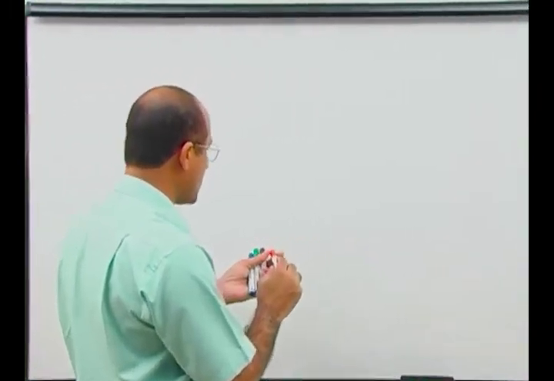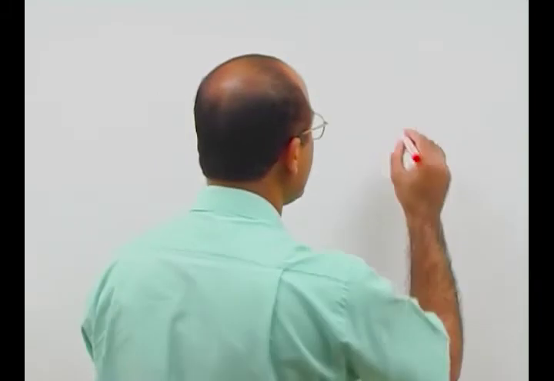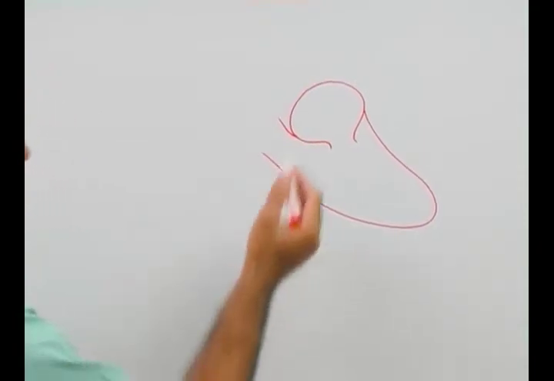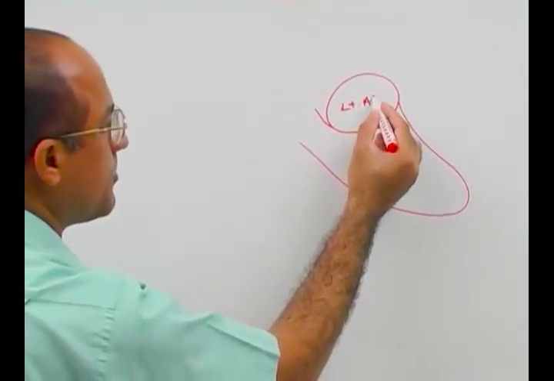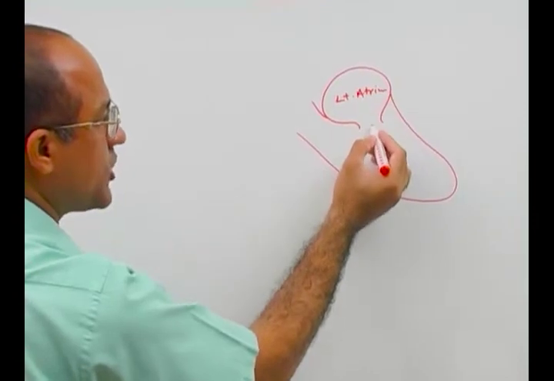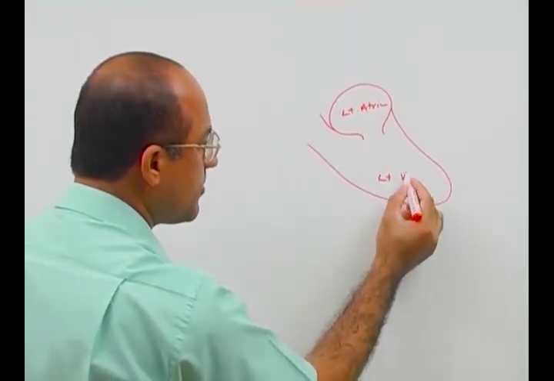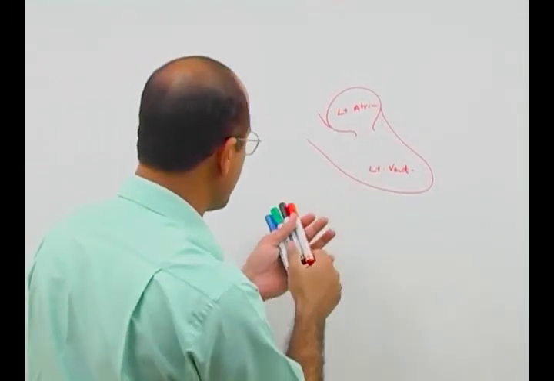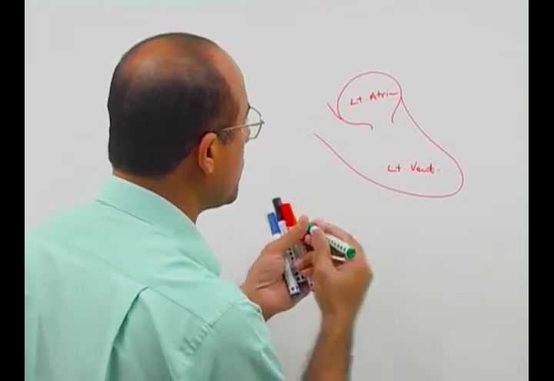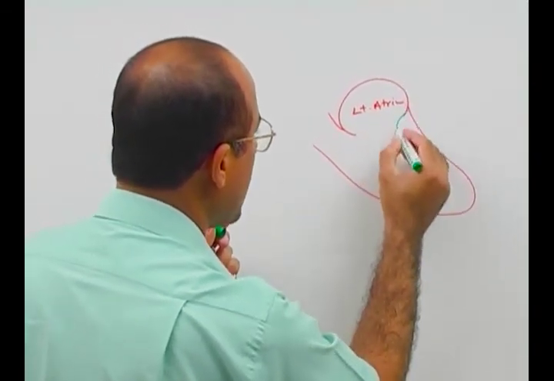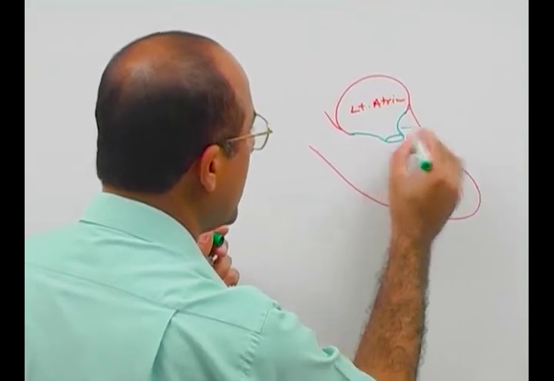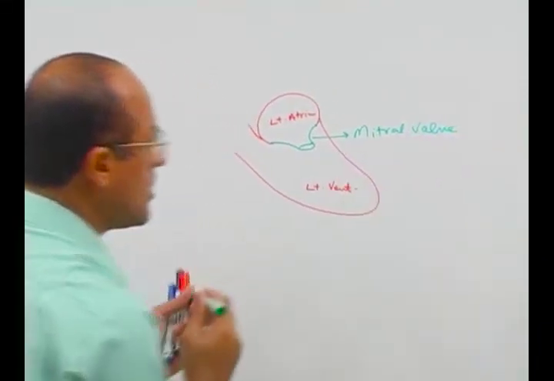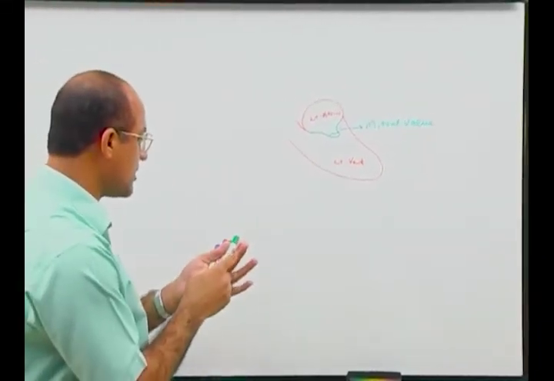First of all, I will draw the left side of the heart. Now, this is the left atrium, right? Blood from the left atrium goes to the left ventricle. And blood from the left atrium to the left ventricle passes through which valve? Which valve is here? This is the mitral valve, right? This is the left side of the heart.